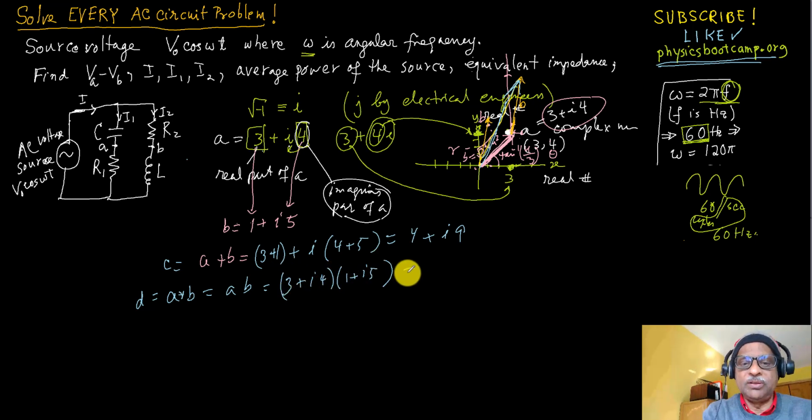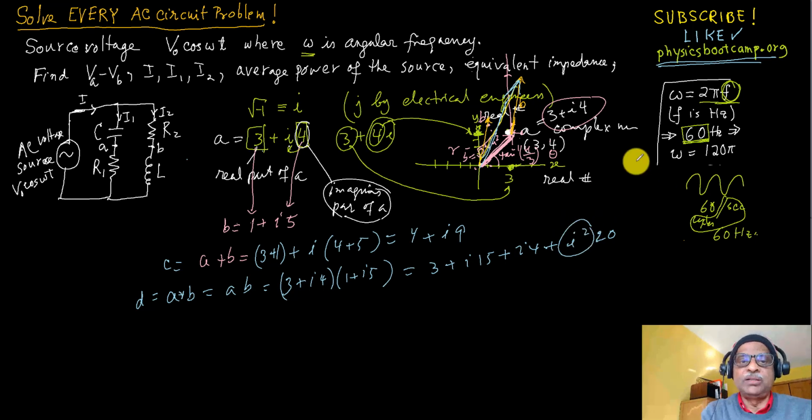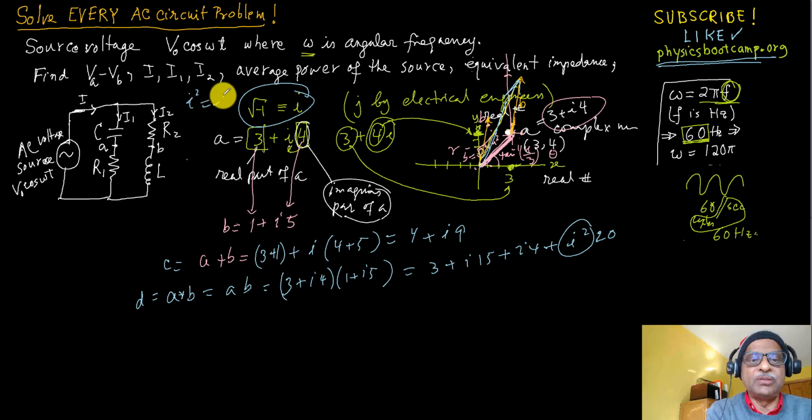So we distribute it. 3 plus I 15 plus I 4 plus I square 20. But I square is minus 1. See, right? I square is minus 1. So this becomes minus 1. So this will just become an addition of two numbers problem. So that's just a minus 17 plus I 19.